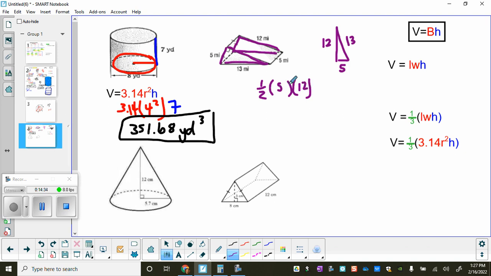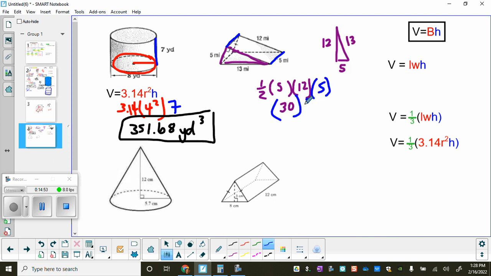Now 5 by 12 is 60, so half of that is 30. So I found the area of my purple triangle. Okay, I found the area. Now I want to do the height of the prism, which is this thing in blue. So I'm going to multiply this by the height, which is 5.